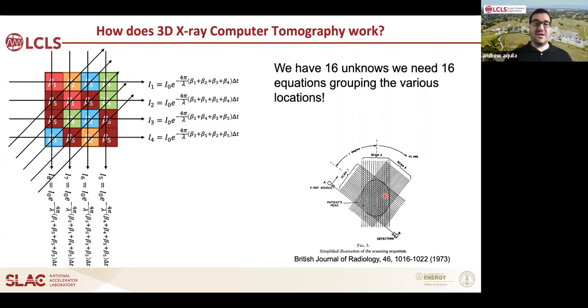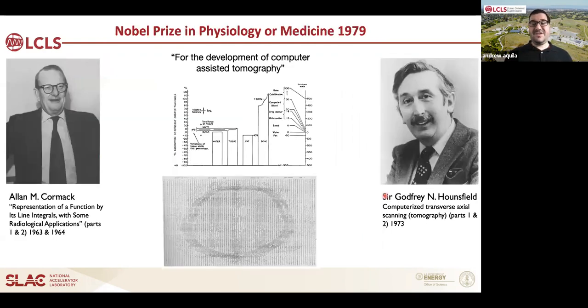That's why you have to sit still for so long. This guy actually got the Nobel Prize in Medicine in 1979. A physicist and a biologist.